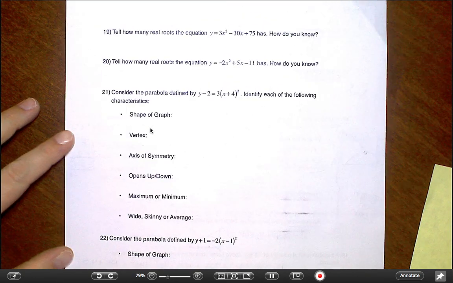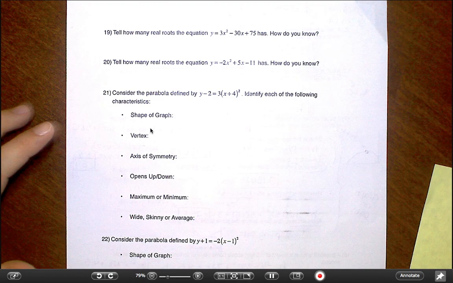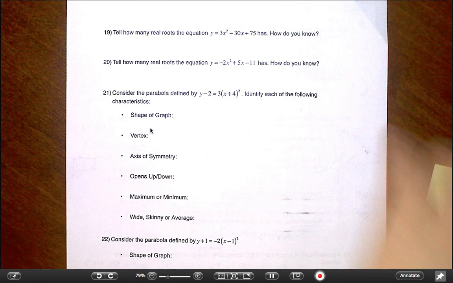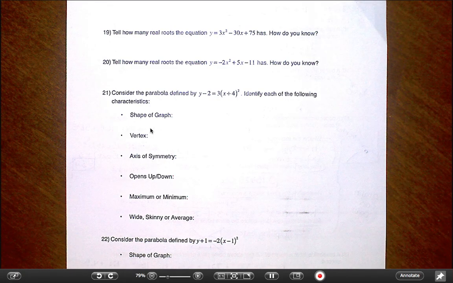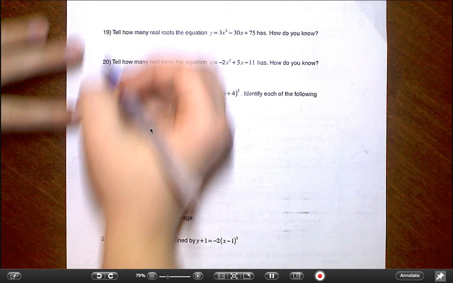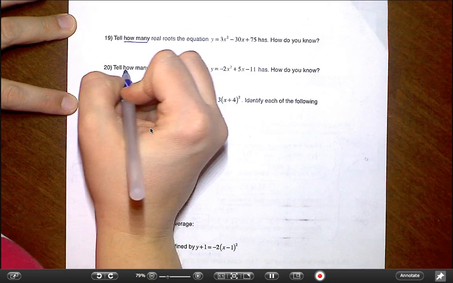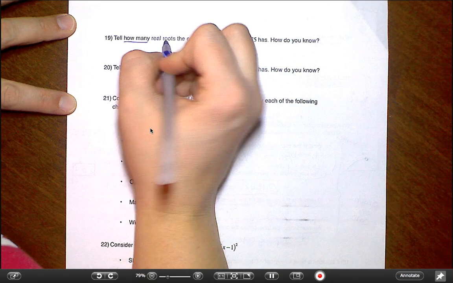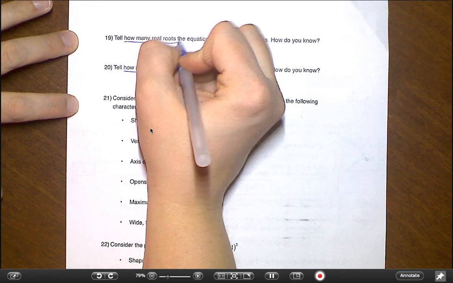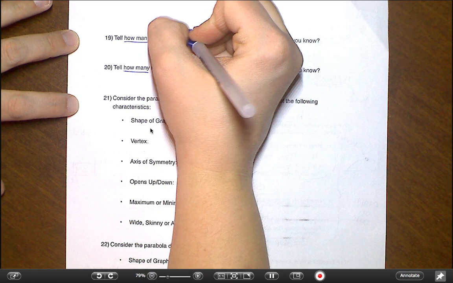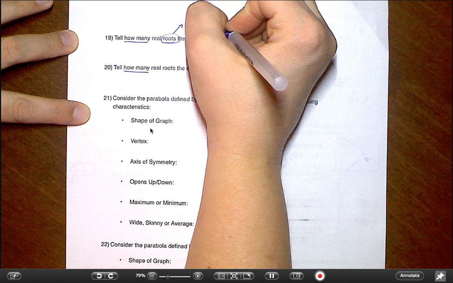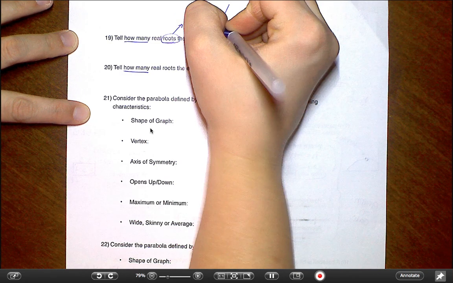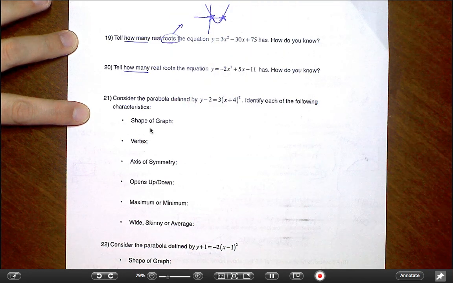Hi everyone, this is page 5 of the Chapter 6 Exam Review for Algebra 1B, looking at quadratics. So the first two questions, I want you to notice, they say tell how many. You're looking for the roots, which, if you recall about a parabola, are the places where the parabola crosses the x-axis. So these would be the roots.